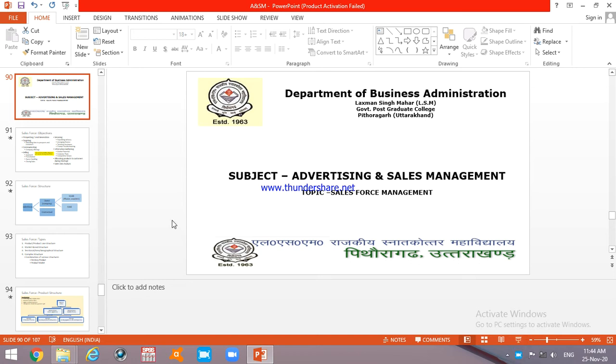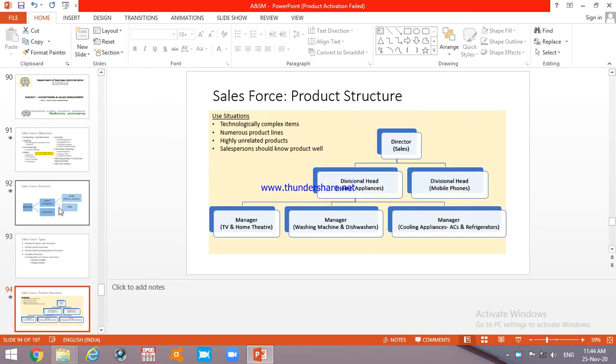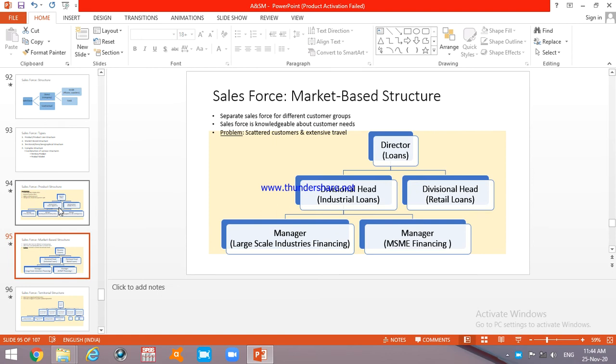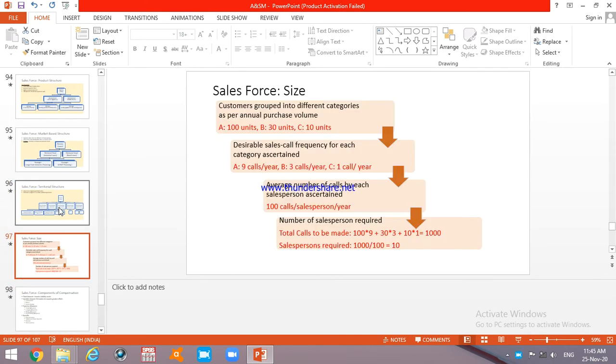And in this particular unit, up till now, we have discussed the Salesforce structure, and we have also talked about the Salesforce types and Salesforce structure types, and we talked about the product-based and market-based and territorial structure. We also talked about a very simple method of calculating the appropriate number of salespersons that you would require for the personal selling effort. That is the Salesforce size, how to determine it.